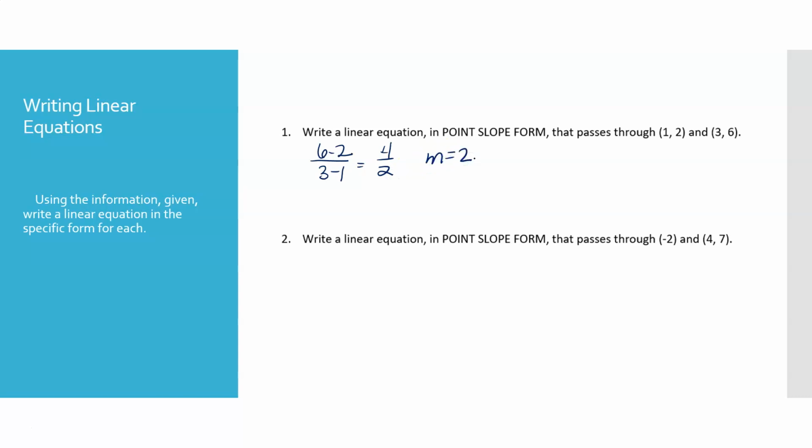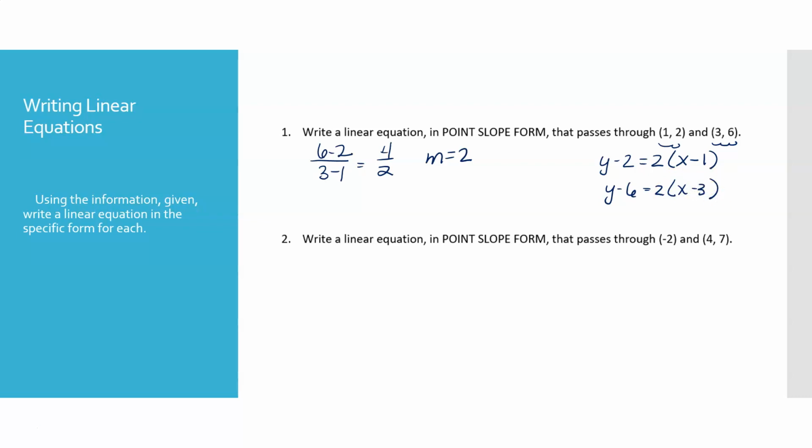So now I can pick either one of the points and put them in point slope form. So I'll show you both ways. Let's do this one first. I have y minus 2 equals 2 times the quantity of x minus 1. Or we can use this one, y minus 6 equals 2 quantity x minus 3.